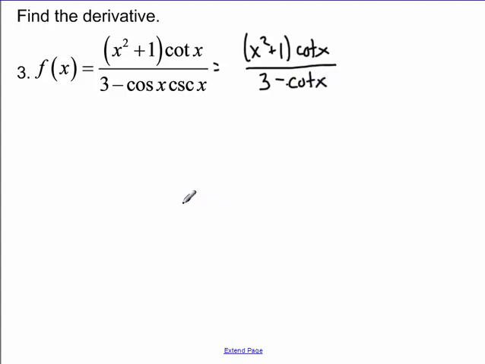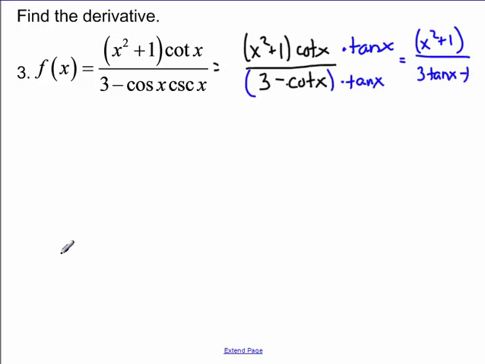Okay, now this actually makes our life pretty easy. Notice how I have a cotangent being multiplied up here, and I have a term with a cotangent on the bottom. If I multiply both of those terms by tangent on the top and on the bottom, we simplify to x squared plus 1. Distribute your tangent through, we get 3 tan x minus 1. That makes our life a little bit easier.